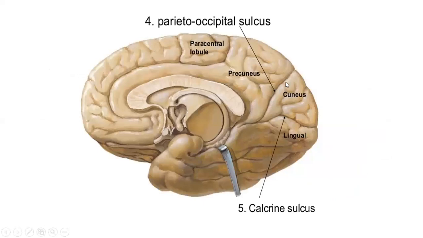Now, the part of the cerebral cortex that lies between the parieto-occipital sulcus posteriorly and the posterior end of the cingulate sulcus is called precuneus. And the part of cerebral cortex that lies between the parieto-occipital sulcus and the calcarine sulcus is labeled as cuneus.